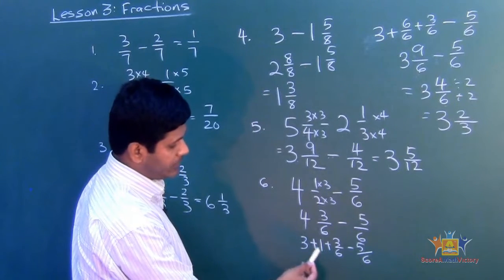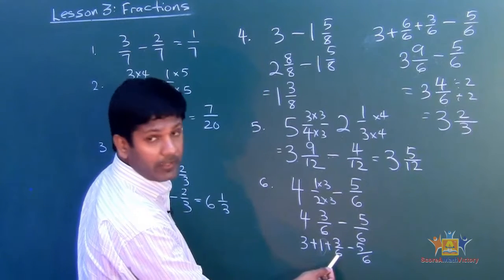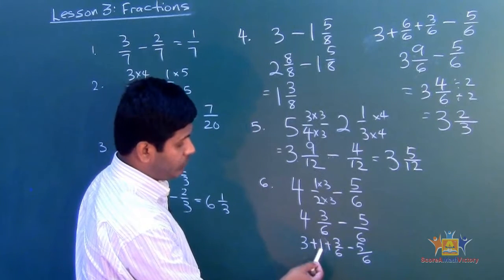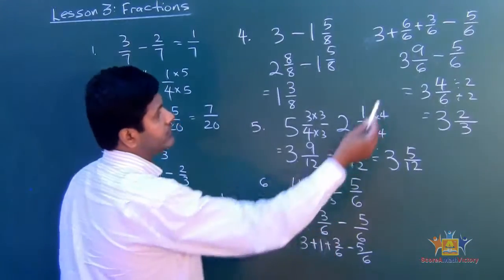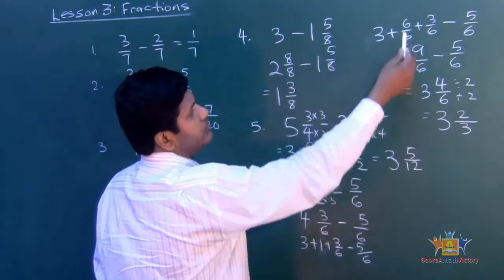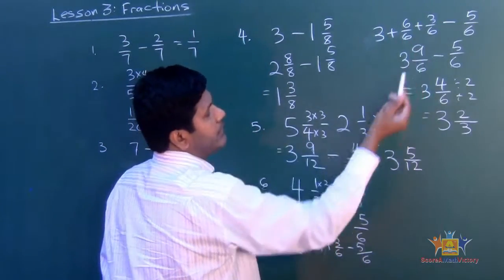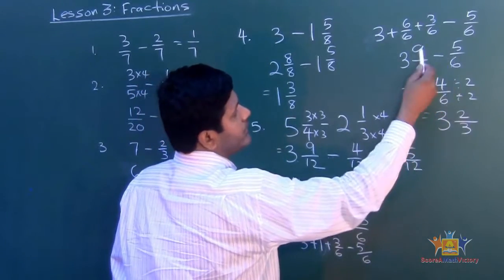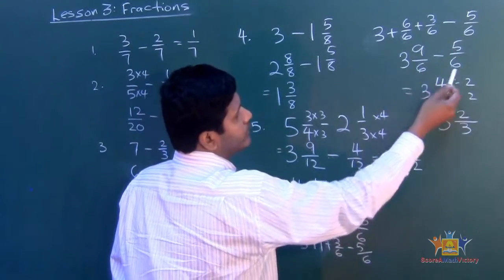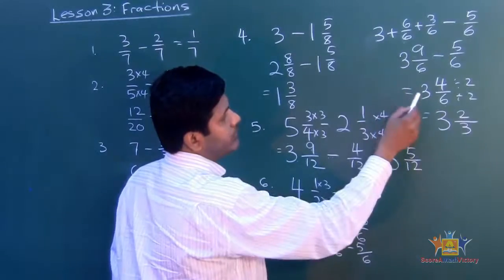I can't break it down, 3 plus 1. So that means I can change this into a fraction in such a way that they have a common denominator. So I put 6 over 6. 6 plus 3 is 9. And then the denominator is the same. Now I can subtract. 9 minus 5 is 4. And then you bring the denominator across, and also bring the 3 down.